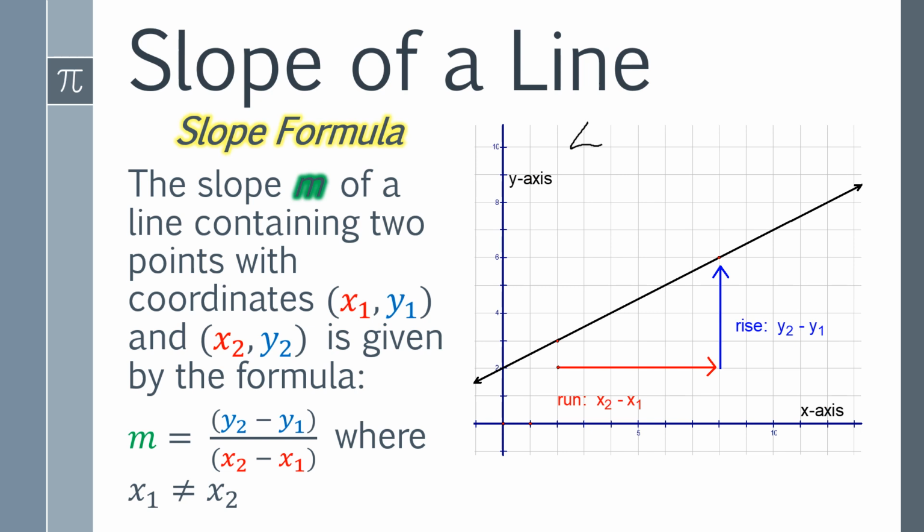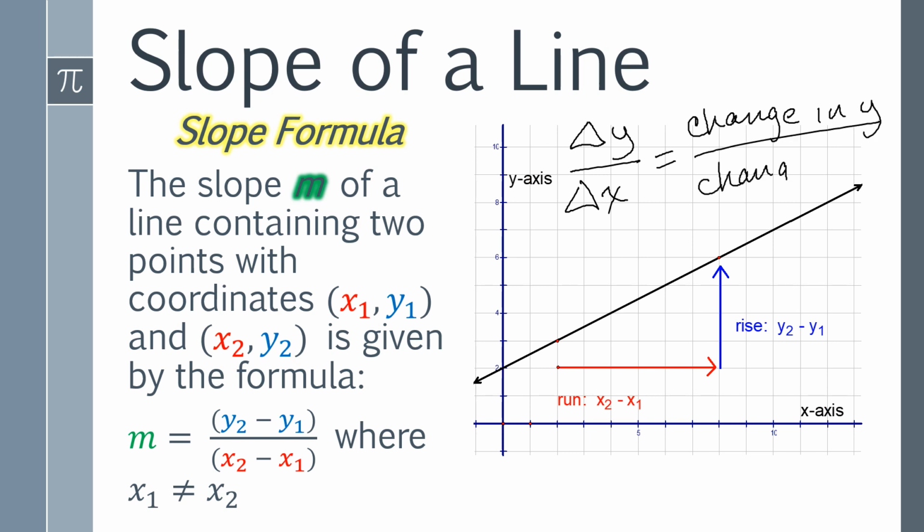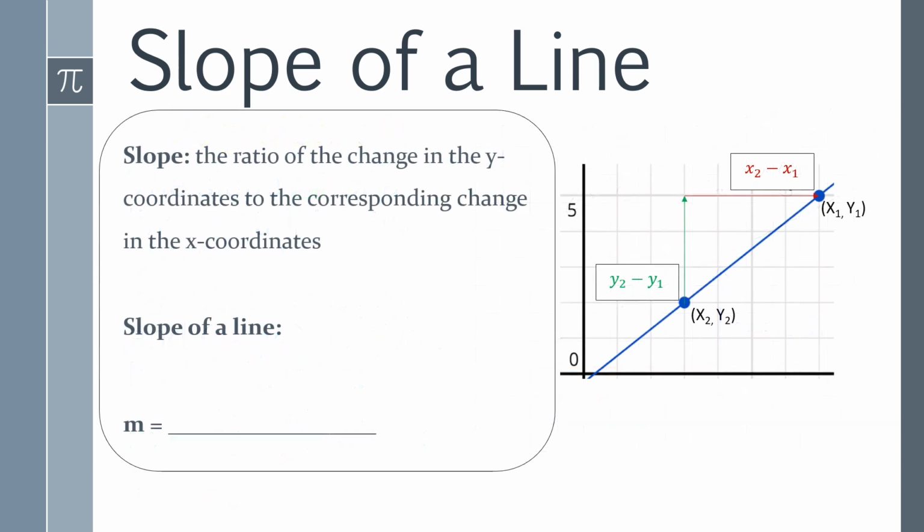So this is basically the change in y over the change in x. And we do that by subtracting the values. So the ratio of change in the y coordinates and the corresponding change in the x coordinates.